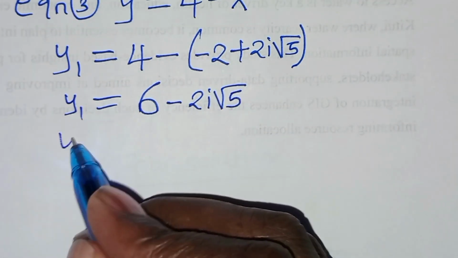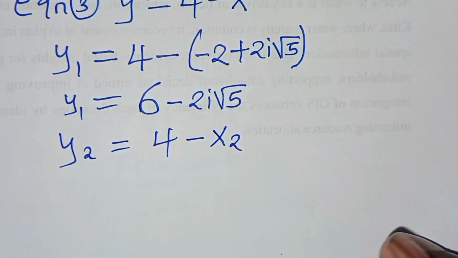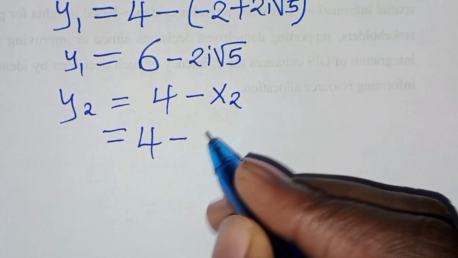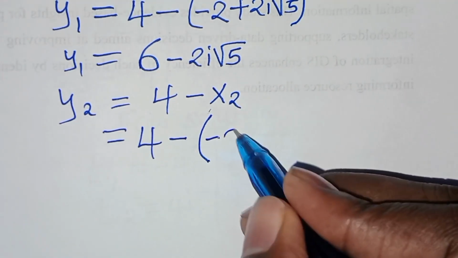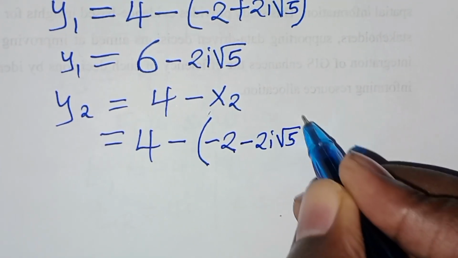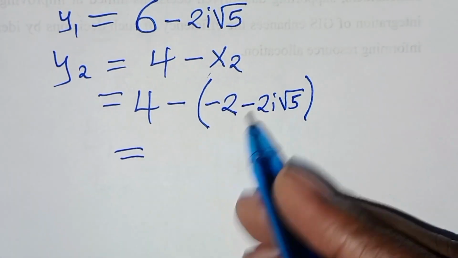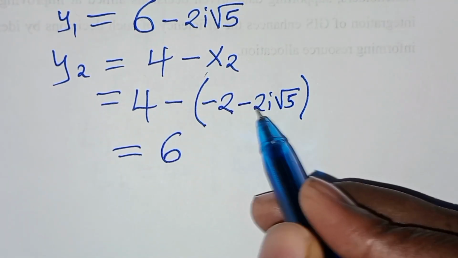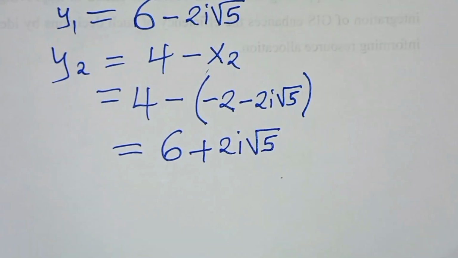So let's solve for y2. y2 will be equal to 4 minus x2. So this implies that here we have 4 minus x2, which is, x2 in this case is minus 2 minus 2i square root of 5. So this means that here we have 4 minus minus 2. This is 4 plus 2, which is equal to 6. Then minus times minus 2i, this is plus 2i square root of 5.